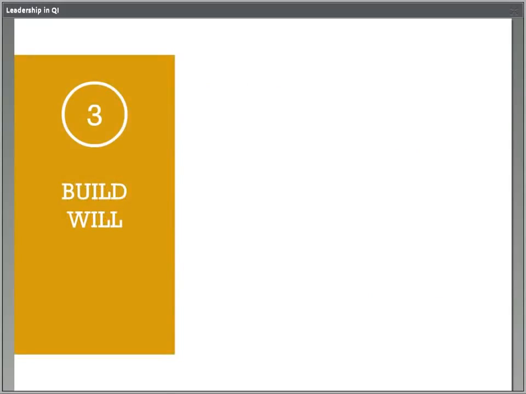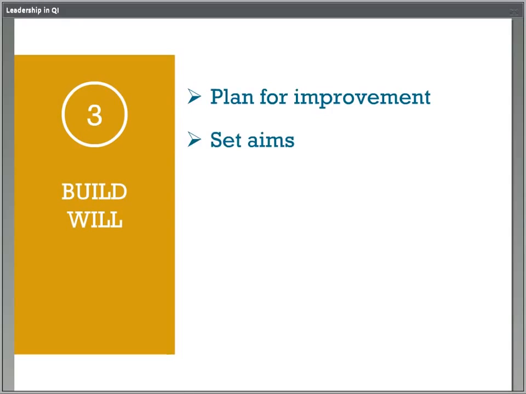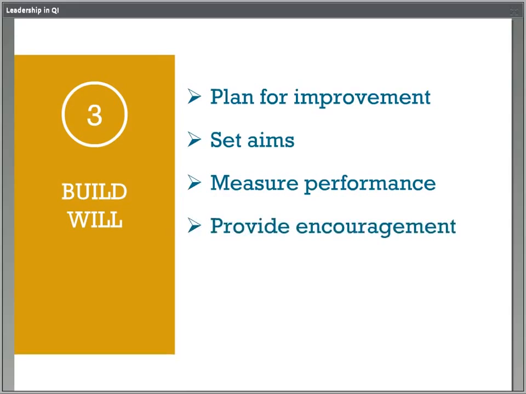Building will. We have to plan for improvement. We have to integrate the planning into the strategies and get some priorities. We want to set aims, write improvement charters, those kinds of things, so that you're really clear on what you want to achieve, and then make sure the resources are lined up to support staff so they can practice this. At some point, we have to measure performance. We have to pick some key measures that might be able to tell you if you're going to be successful, a little bit like the model for improvement. And please provide encouragement. It is difficult.